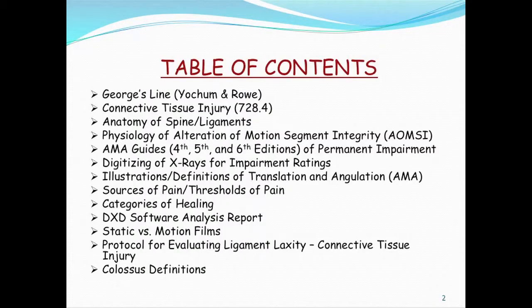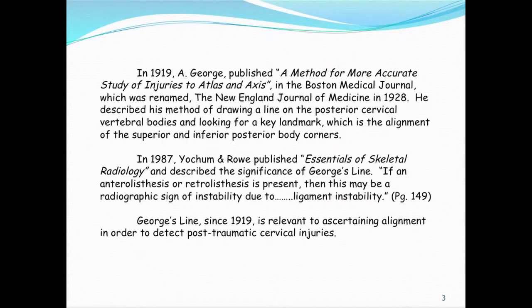These are the topics that we're going to be going over today. We're going to be going over connective tissue injuries, 728.4. This is a big value driver in the injury world. It's something that is overlooked by all medical field offices. Connective tissue injury is evaluated through a very simple process of evaluating George's line. George's line has been around for almost 100 years.